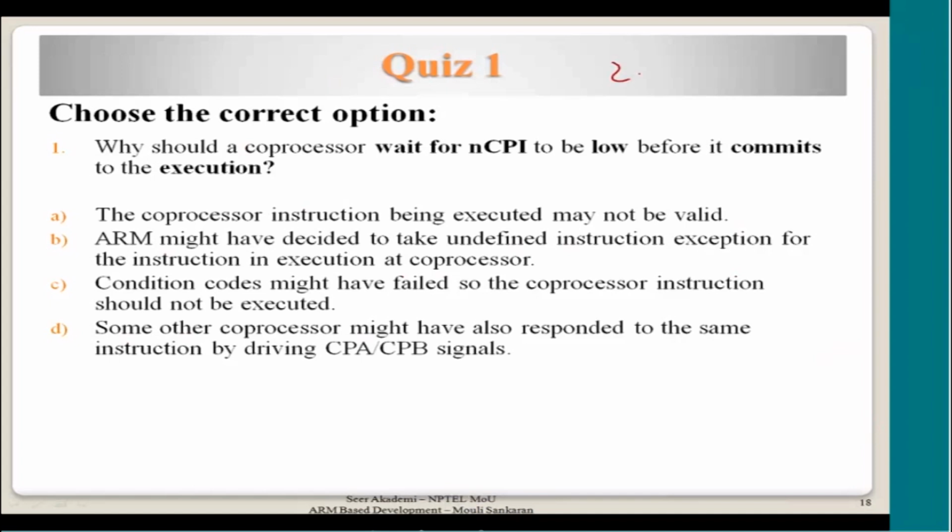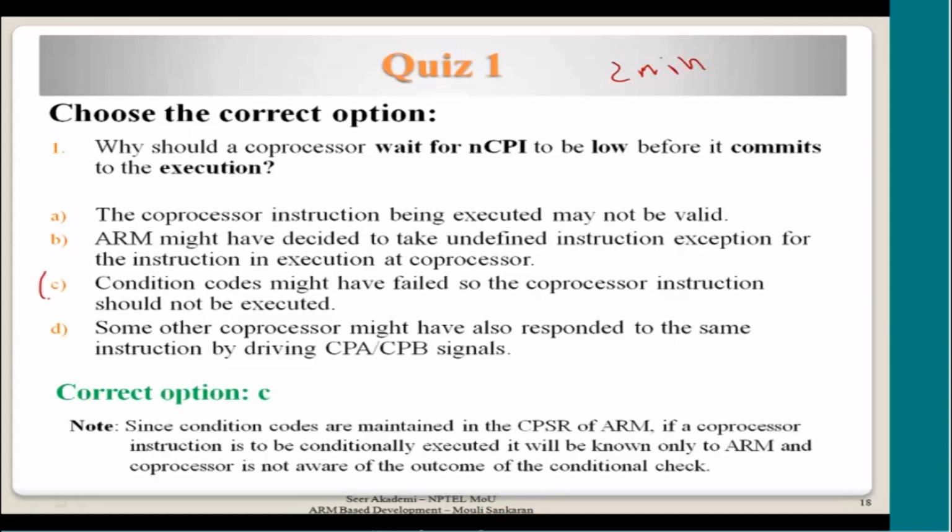This quiz doesn't have anything, but I want you to take a 2-minute break to look at these questions and options and see which options are correct. There may be multiple options, but try to look at it and then come back. Welcome back. If all the options look correct to you, there is something wrong. Only option C is right. That means condition codes might have failed, so the coprocessor instruction should not be executed.